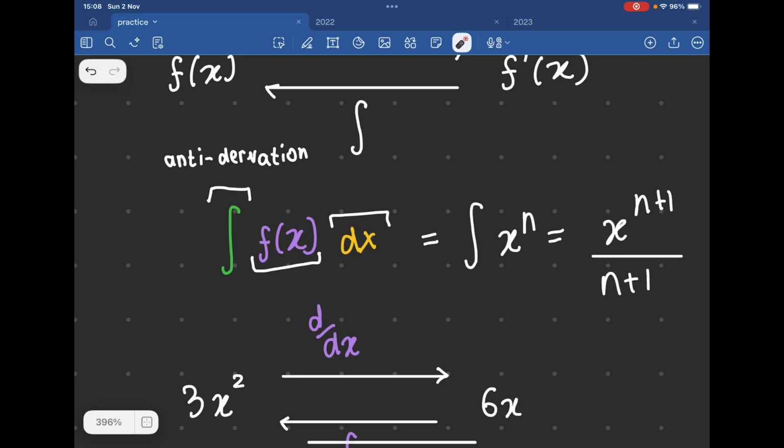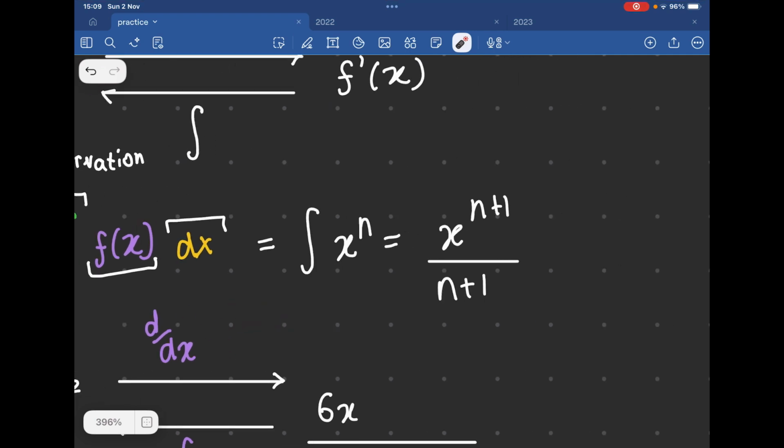When it comes to Leaving Cert integration, your dx isn't that important. Just remember to always include it. You will lose a mark, but the dx becomes a lot more important when you get to higher levels of integration where you have double integrals, triple integrals, or using u substitution. It becomes a very handy tool for us to have, but for Leaving Cert, you just need to remember to have your dx as it tells us what we are integrating against.